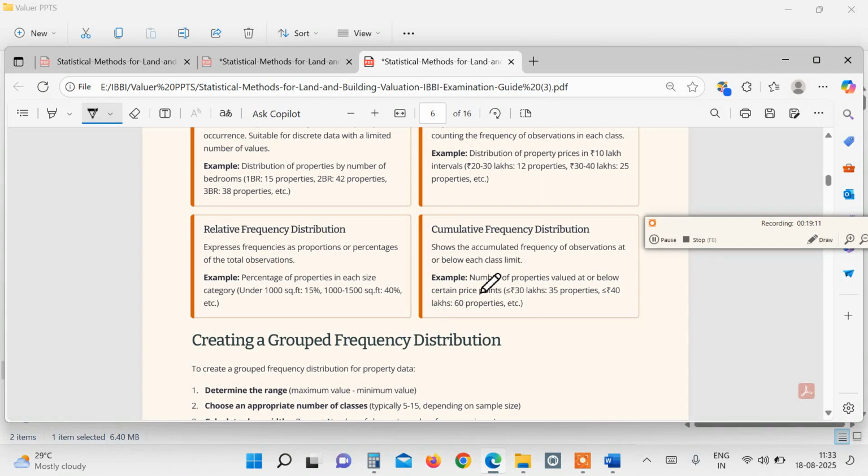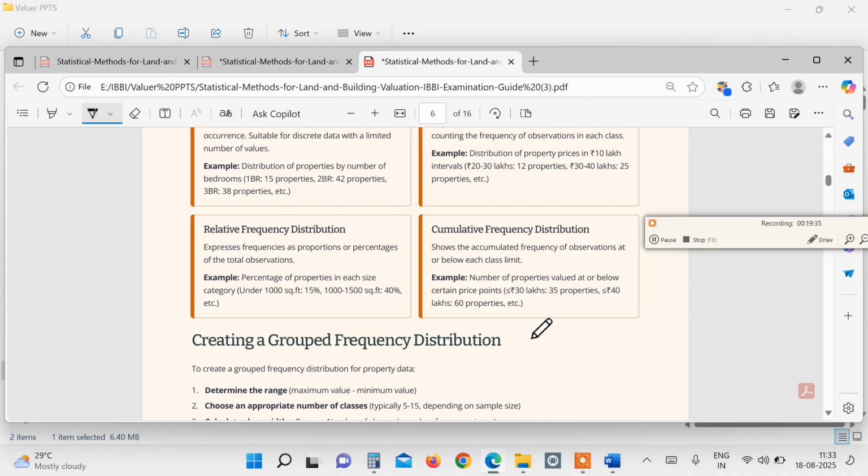And another method of frequency distribution is cumulative frequency distributions. It shows the accumulated frequency of observations at or below each class limit. For example, number of properties valued at or below certain price points, for example, less than or equal to 30 lakh, 35 properties, less than or equal to 40 lakh, 60 properties, etc.